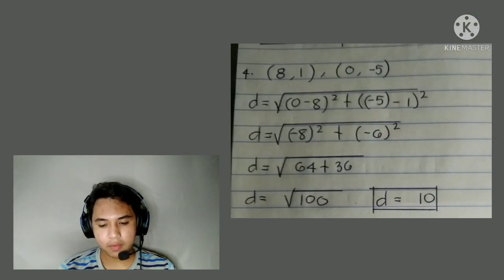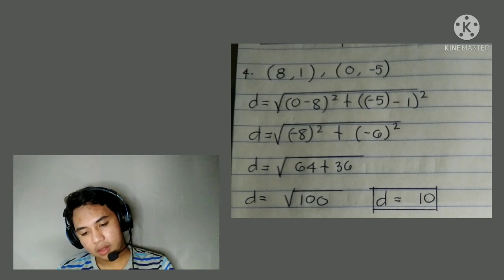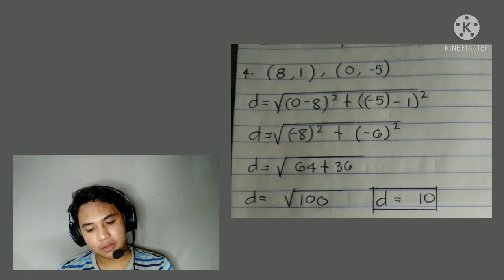For our number 4, we have here again our points, which are (8, 1) and (0, -5). So the same process again, use our distance formula, and we will get the square root of 0 minus 8 squared plus negative 5 minus 1 squared. Distance is equal to the square root of negative 8 squared plus negative 6 squared. If we simplify, we will get the square root of 64 plus 36. And if we add, we will get the square root of 100. So the square root of 100 is equal to 10. So our distance is 10.